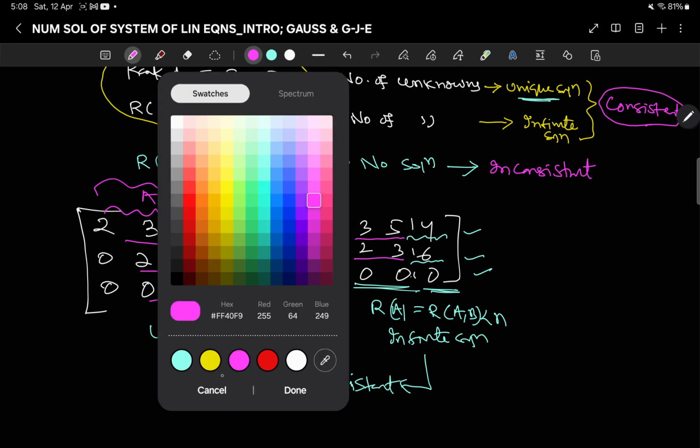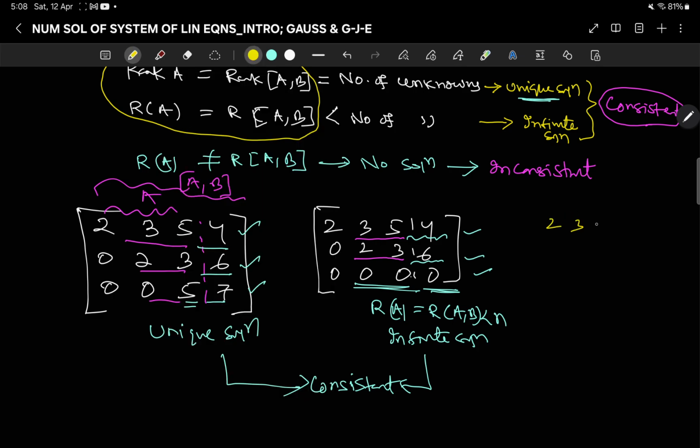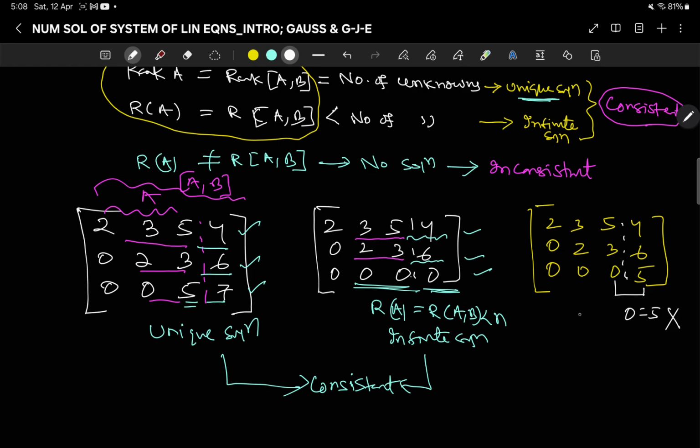Now coming to another example, suppose we are getting 2 3 5 4, 0 2 3 6, 0 0 0 5. You see here this last row gives you 0 is equal to 5, which is not possible. And here rank A is 2, but rank AB is 3. Rank A is not equal to rank AB, so here it is no solution, and the system is inconsistent.